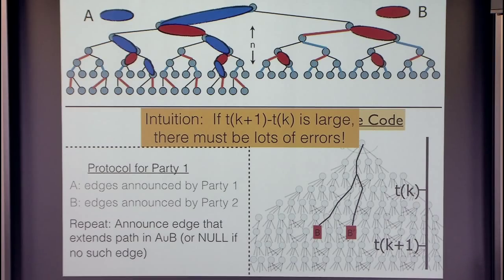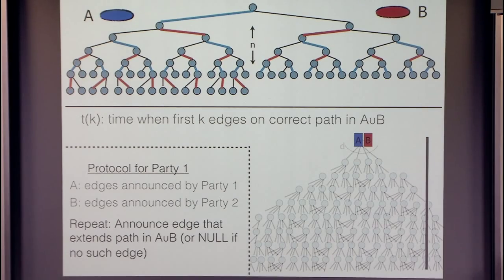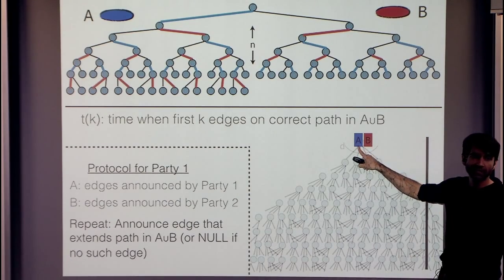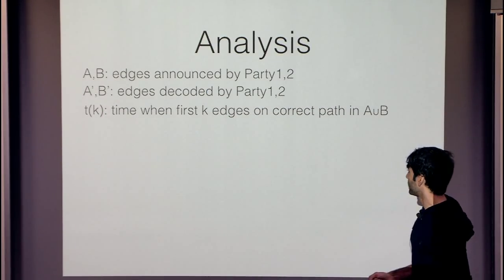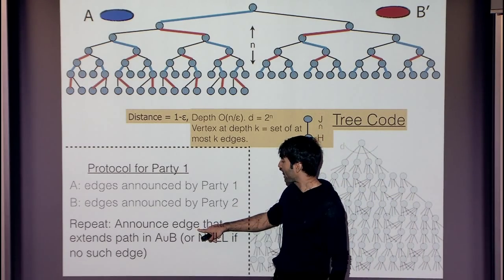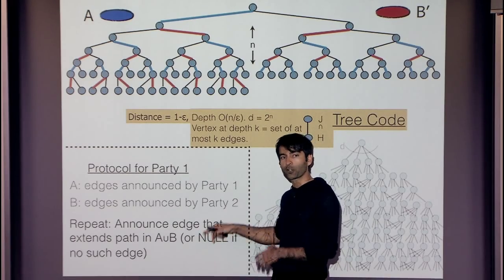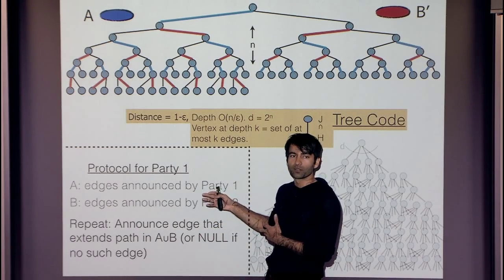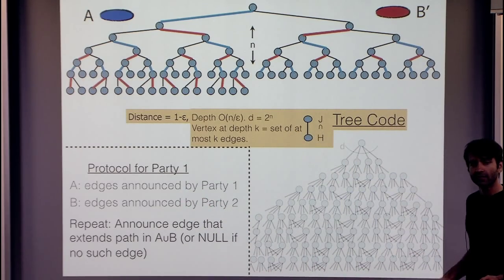Sorry, can you repeat what this announcing an edge means? Okay, announcing an edge means, so as the parties continue, the first party is maintaining the set A, which is the set of edges that he's announced. In every step, the party is potentially adding an edge to the set A, and then decoding B prime, which is this guess for the set of edges that have been announced by the second party. Is that clear?